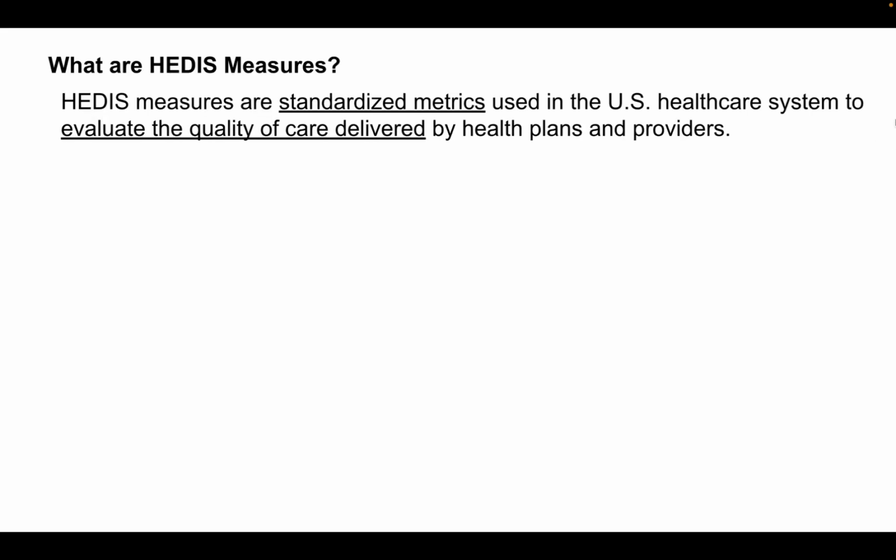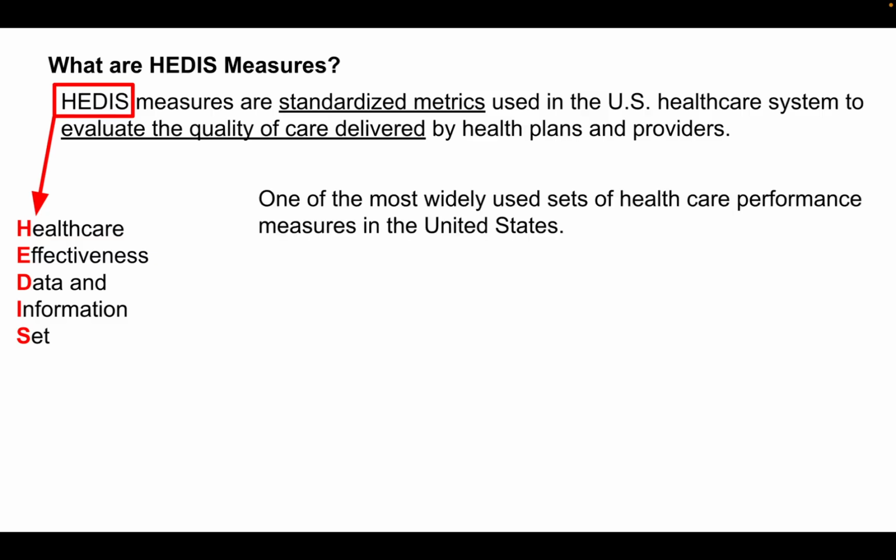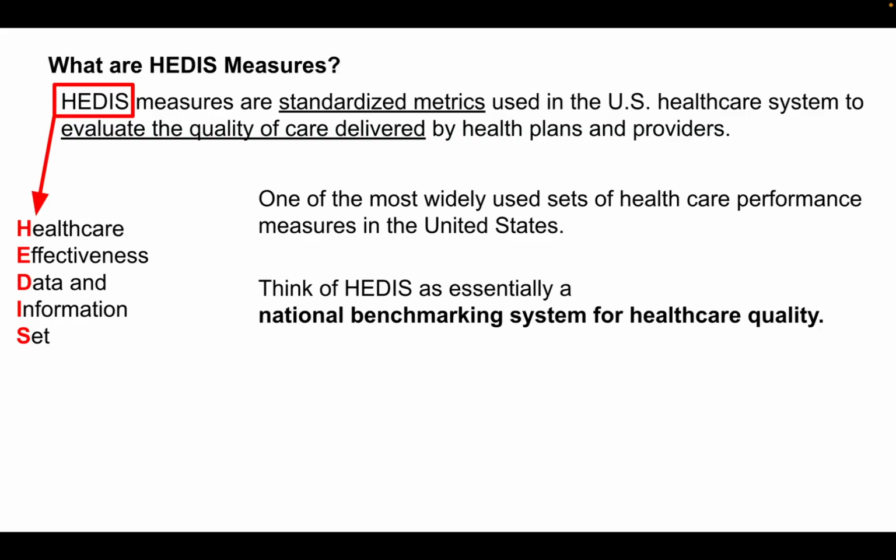HEDIS measures are standardized metrics used in the U.S. healthcare system to evaluate the quality of care delivered by health plans and providers. HEDIS stands for Healthcare Effectiveness Data and Information Set. It is one of the most widely used sets of healthcare performance measures in the United States. You can think of HEDIS as essentially a national benchmarking system for healthcare quality.